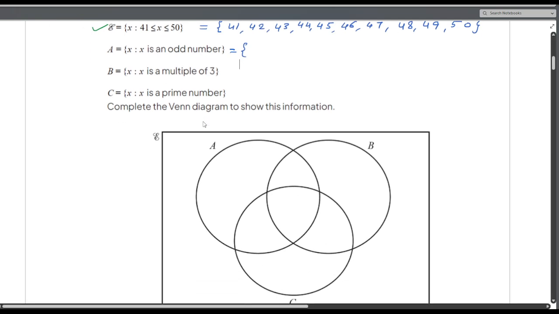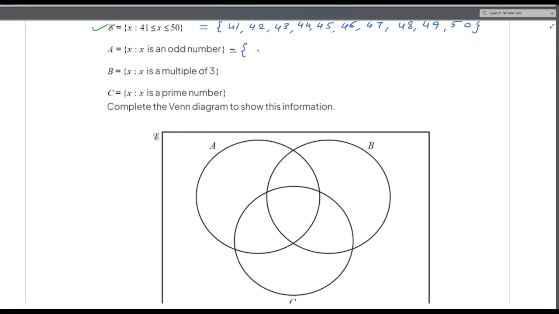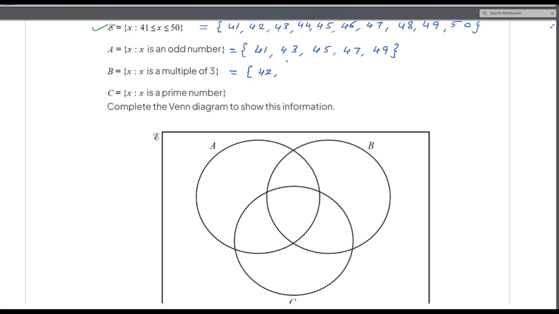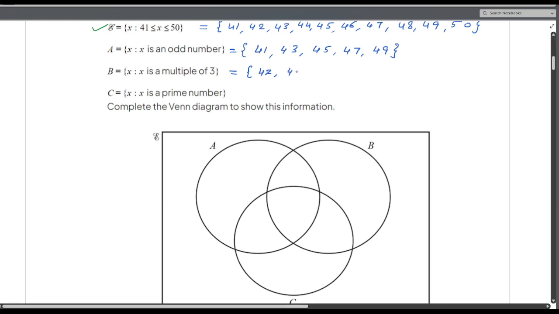Now set A, it is an odd number, so here the odd numbers are 41, 43, 45, 47 and 49. Multiple of 3, so multiple of 3 will be 42. As it is a multiple of 3, the sum of digits will be divisible by 3. So 4 plus 2 is 6, which is divisible by 3. Then I will add 3 to it, so 42 plus 3 is 45, then 48, and I have to go up to 50 only, so I will stop here.